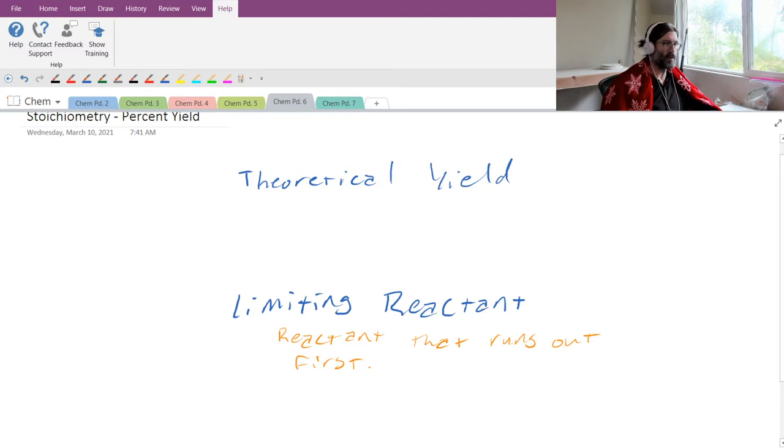So the theoretical yield, most notably about the theoretical yield is that this thing is a product. And it's a quantity of a product.